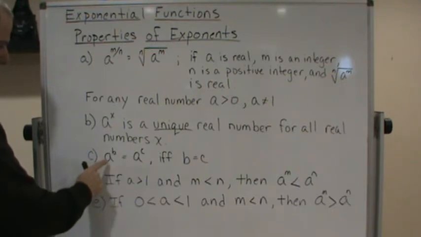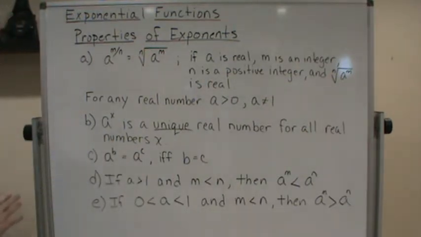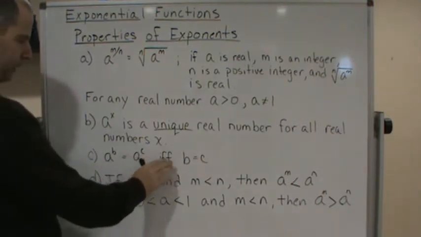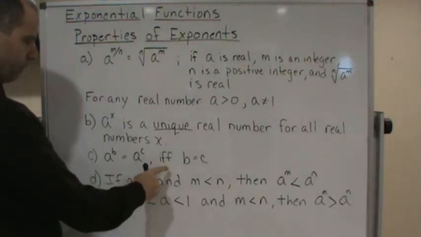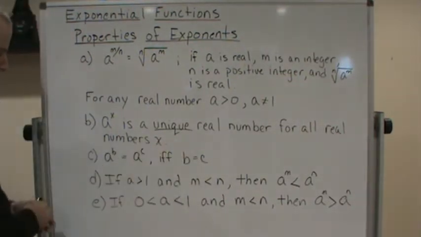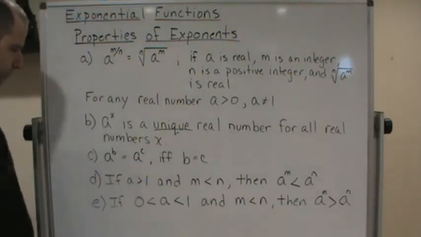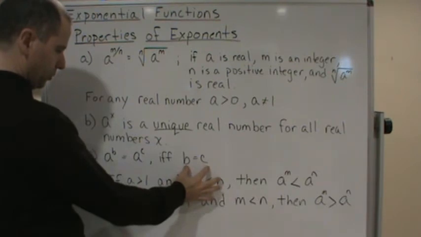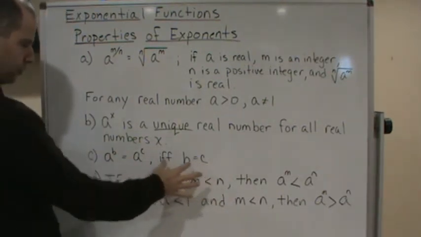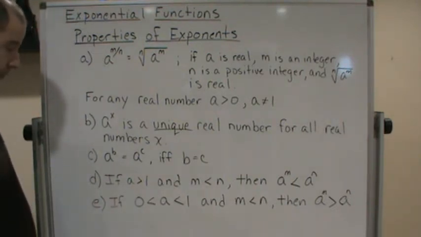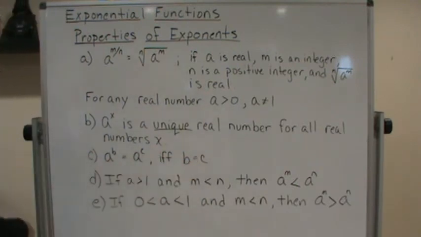C says, if we have a to the b equal to a to the c, that is only going to be true if and only if b is equal to c. Remember, the if and only if goes both ways. If we know this, then this must be true. If this is true, then this must also be true. So they're both true or they're both false. The if and only if just means that this goes both directions.